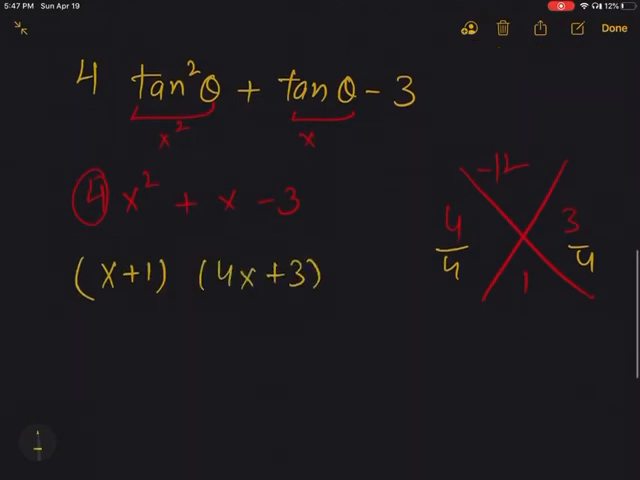Bring back the original variable, which is tangent. So it's tangent x plus 1, 4 tangent x plus 3. Here you go. I'm done factoring.